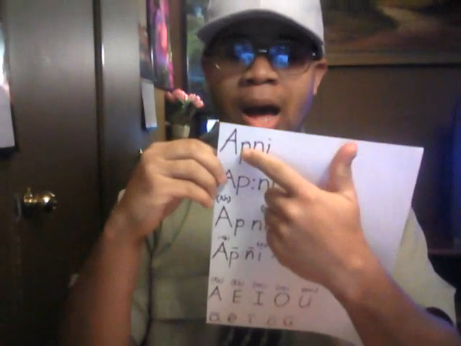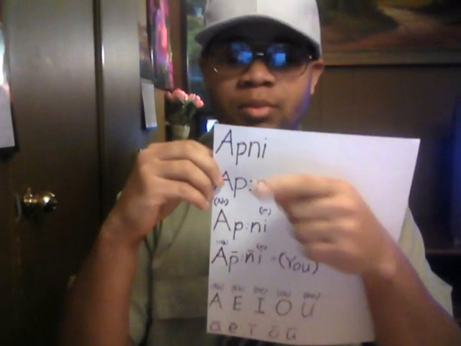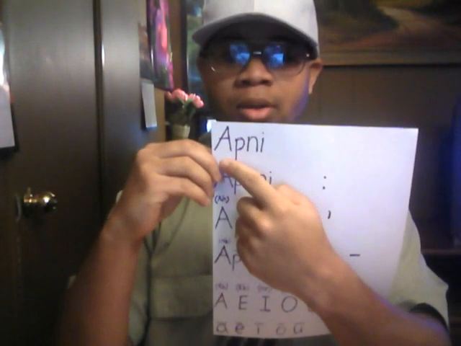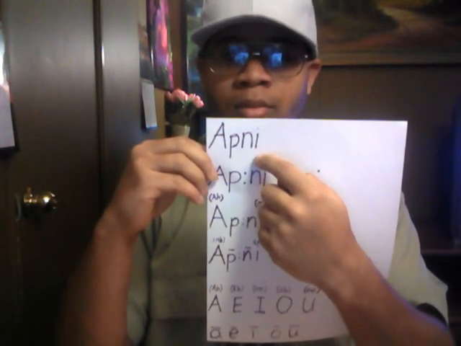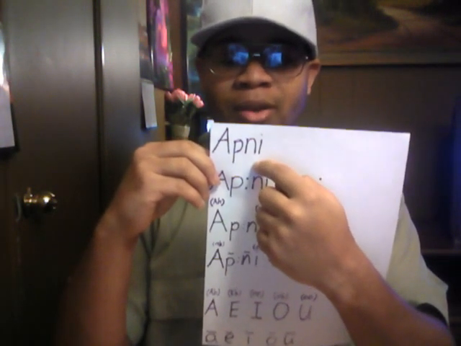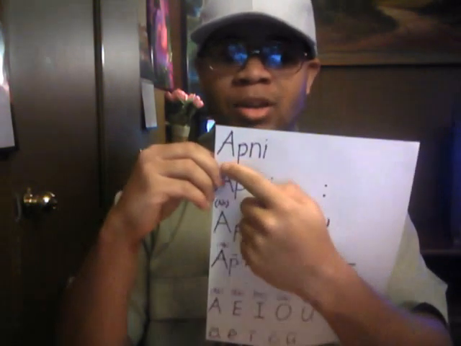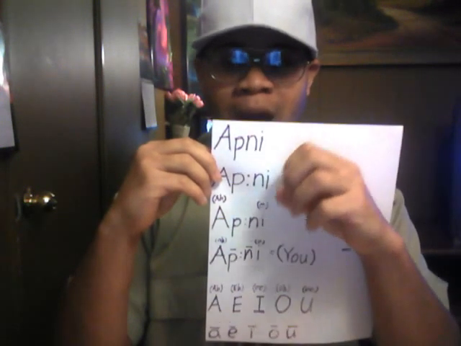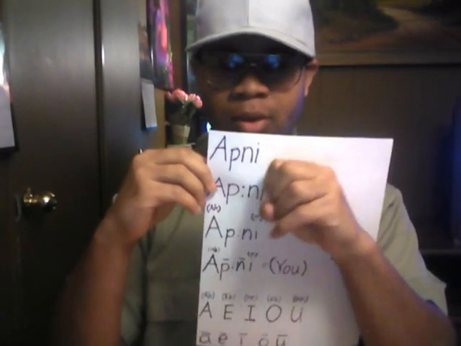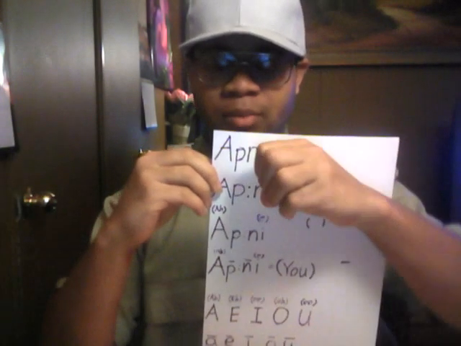Now, apni means you, referring to the second person. Apni is spelled A-P-N-I. So if you have a Bengali dictionary, you look this up, you can spell it easily. So you know how to spell it. But now, it's pronounced apni. So, apni. It's like two syllables, two sounds.